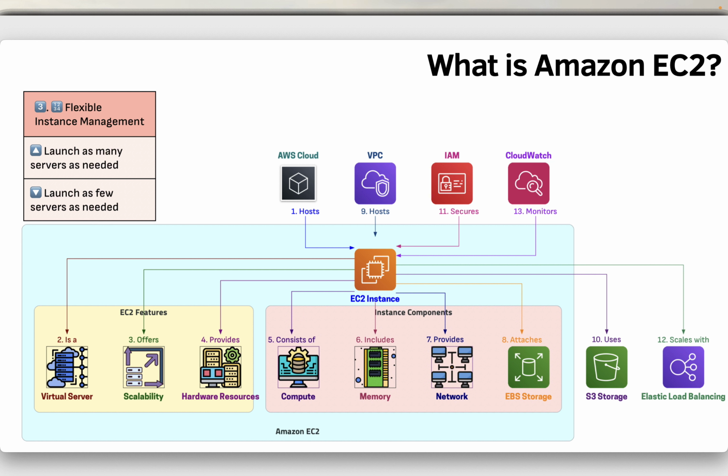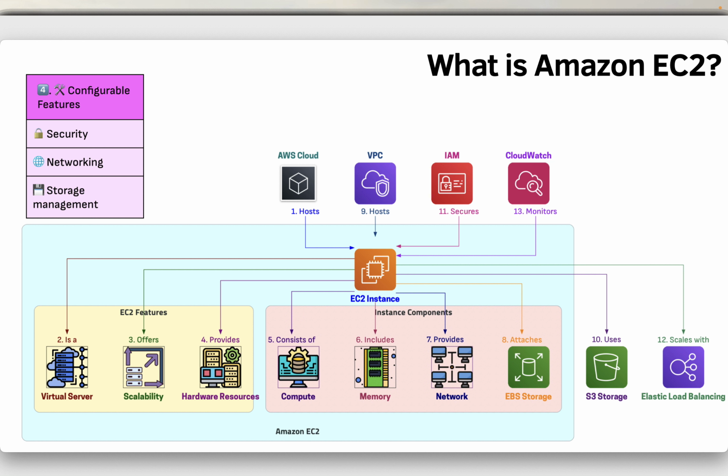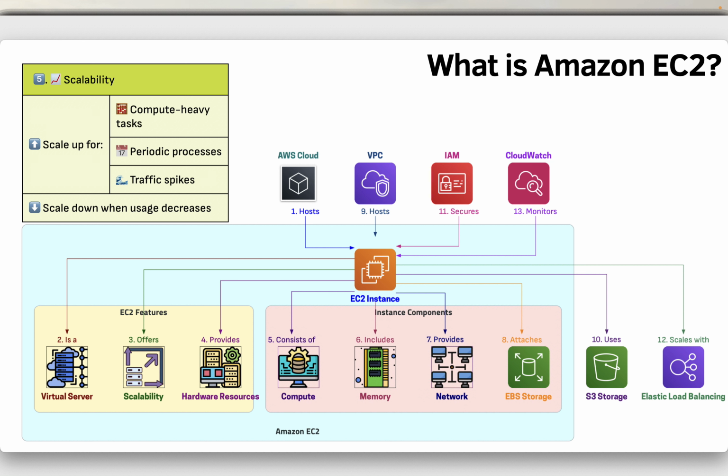EC2 allows users to launch as many or as few virtual machines as needed, providing flexibility in instance management to meet varying workload demands. Users can configure various features of their EC2 instances, including security settings, networking options, and storage management, which allows for customized infrastructure setup. EC2 instances can be scaled to handle compute-heavy tasks such as monthly or yearly processes or spikes in website traffic. When usage decreases, capacity can be scaled down, providing cost-effective resource management.